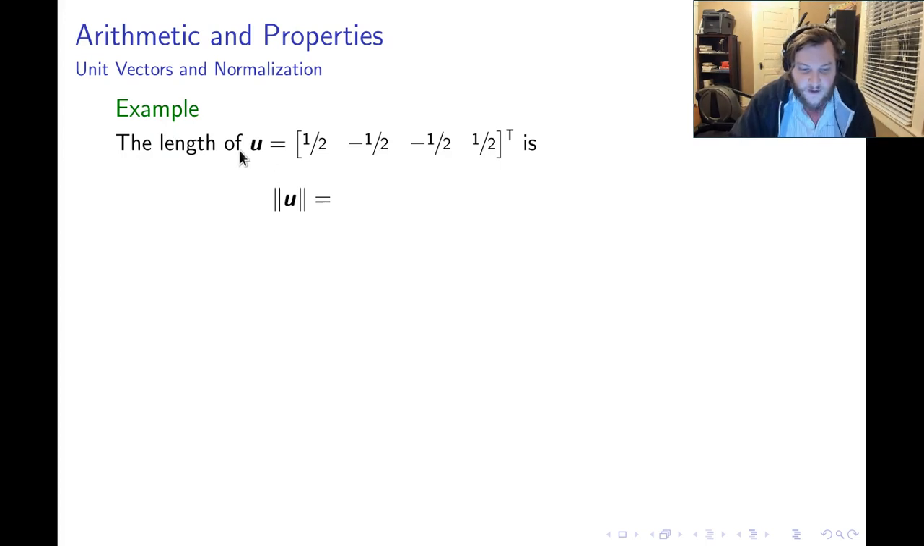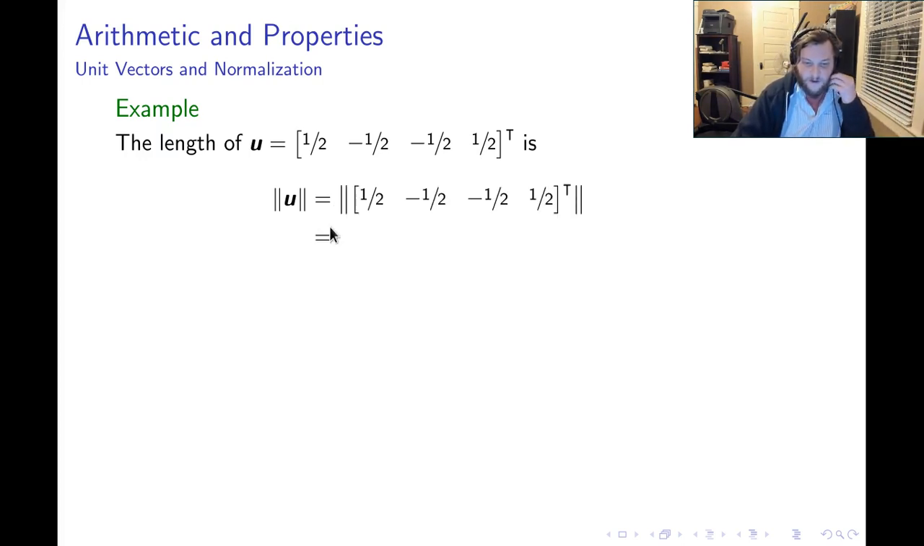This is the vector u, and this vector is a vector in R4, and the coordinates here are 1/2, -1/2, -1/2, 1/2. Let's calculate the length of this vector. So the length of this vector is the length of the coordinates 1/2, -1/2, -1/2, 1/2. Here's a trick that I like to use when I'm dealing with vectors like this. I don't want to have to add a bunch of 1/2s and mess around with that because I'm bad at fractional arithmetic.